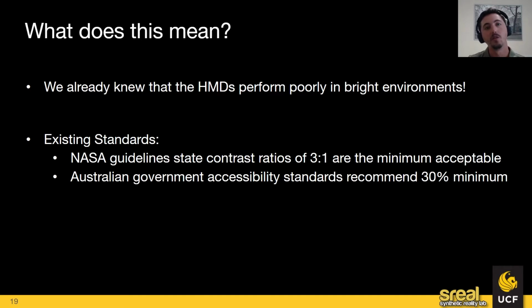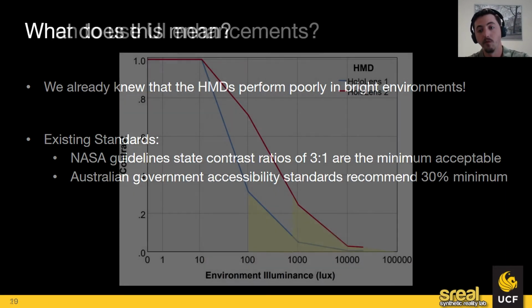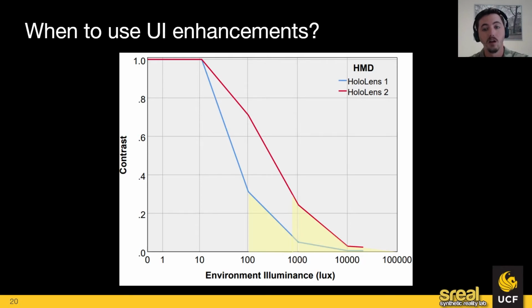We have two existing sets of guidelines that we looked up here, one from NASA, and the other from the Australian government, which describe minimum acceptable contrast ratios. Their guidelines say that roughly 30% is the minimum acceptable contrast threshold. If we look for that value back on that figure, we see that this occurs right around 100 lux for the HoloLens 1 and around 900, close to 1,000 lux, for the HoloLens 2.